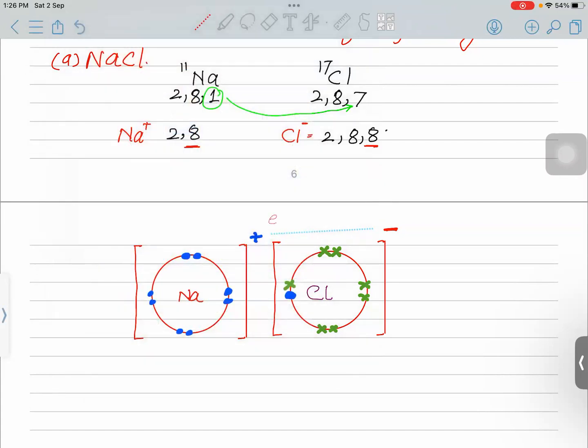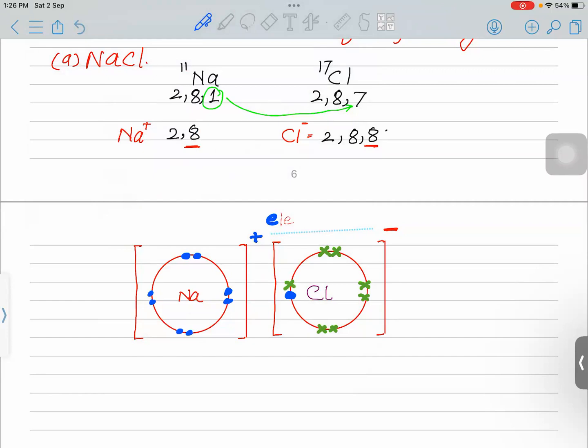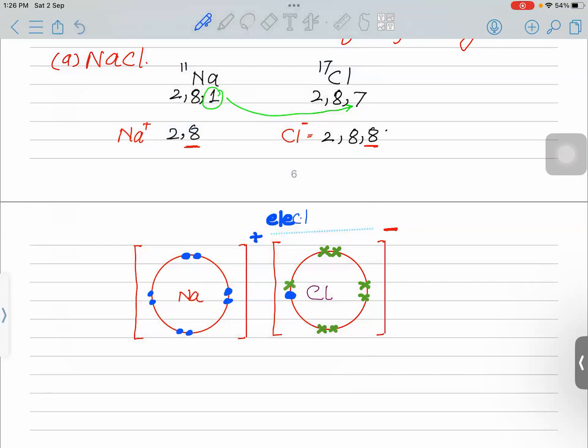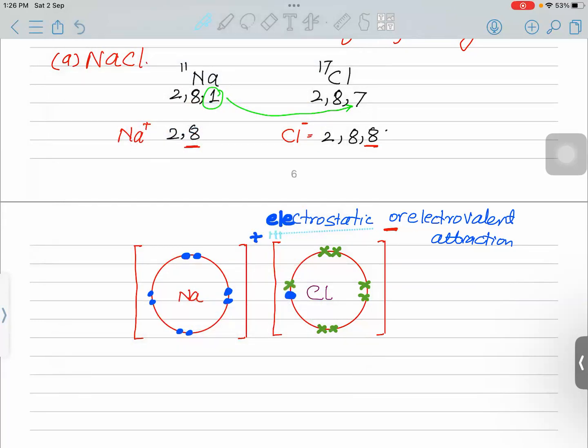This attraction is called electrostatic or electrovalent attraction. This attraction is called electrostatic force of attraction.